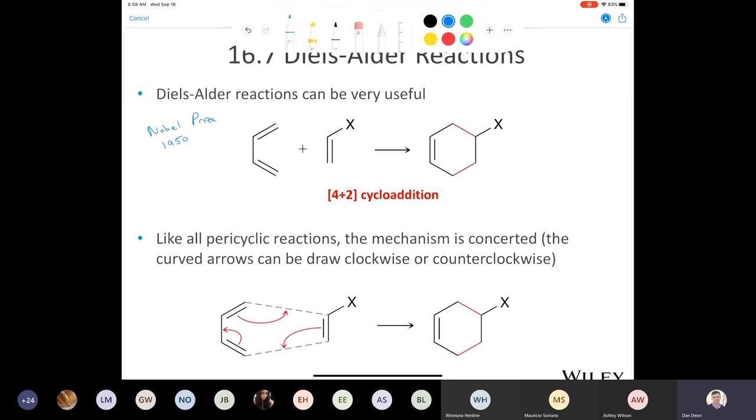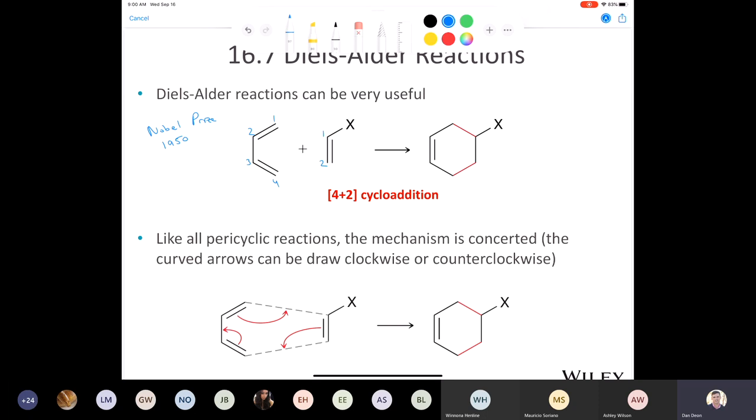So we call this a 4+2 cycloaddition. You can probably guess that the 4 comes from the 1, 2, 3, 4 carbons in the diene system, and then the 2 comes from the 1, 2 carbons in the dienophile. Anyhow, like all pericyclic reactions, the mechanism is concerted.